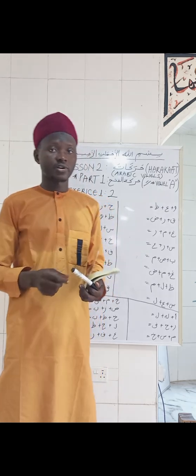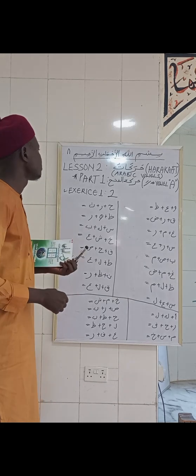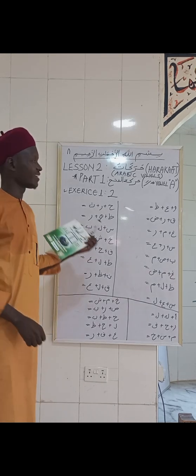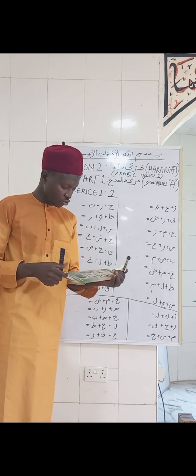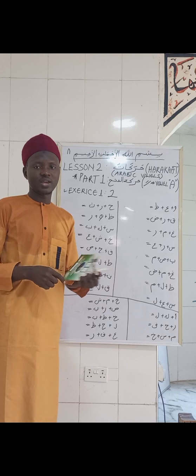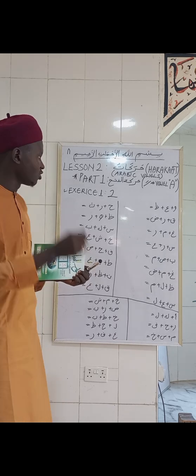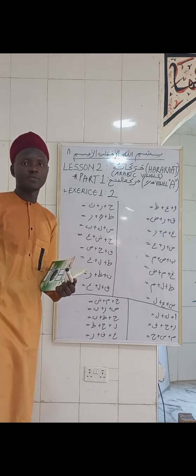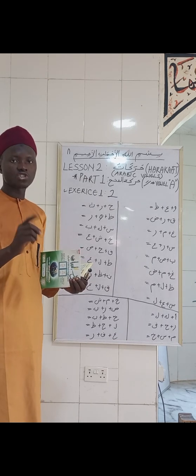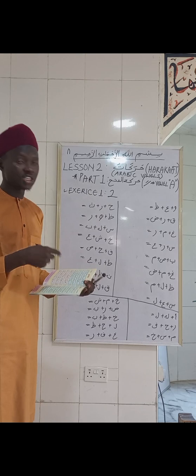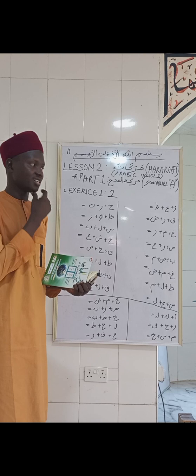So we are progressing gradually. Still on lesson 2, part 1, but this time around exercise 2. In the book we are using, if you go to page 9, that is where exercise 2 is. In order not to bore us much, I've copied out some of the lesson in exercise 2: the first column, second, third, the fourth column as well. I have left it as an assignment, just like I did in exercise 1.